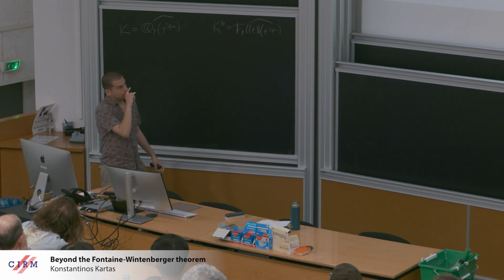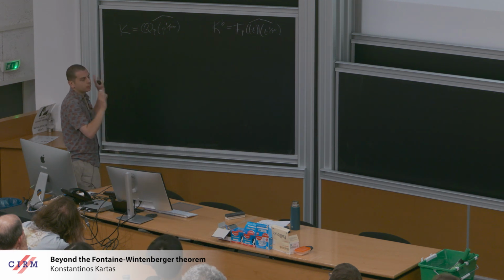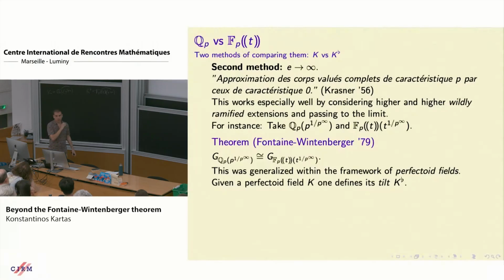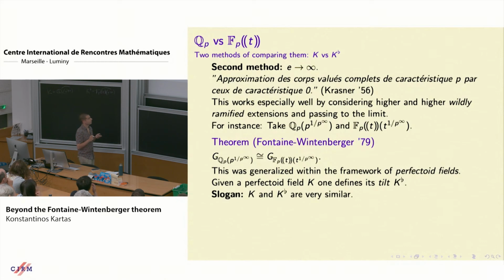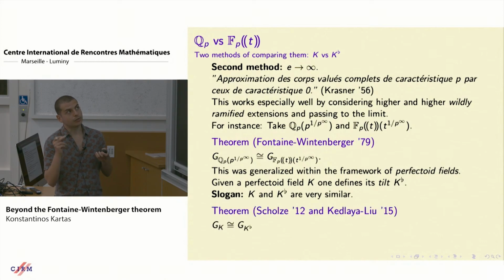In case you're not familiar with perfectoid fields, it's actually safe to think about just this example. Everything I'm going to say will have non-trivial content already for this example, but it's much more general. And the slogan is that K and K flat are very similar fields. They are very similar with each other. So for instance, you have a generalized Fontaine-Wintenberger theorem in this setting.